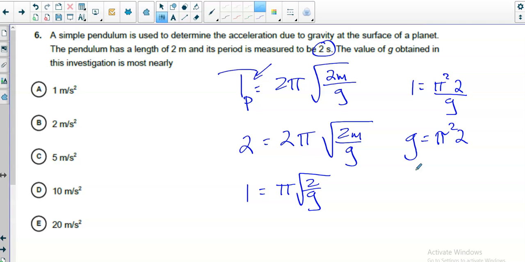So pi squared times 2 is 19.7, so about 20 meters per second squared is g. And just double checking my answers, that is correct. All right.